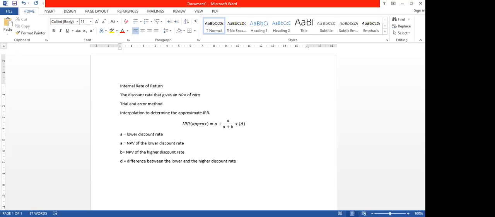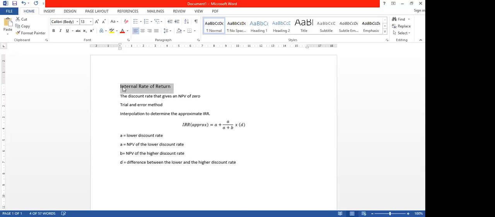Okay, so we have IRR. The first step is to adopt the trial and error method. In the trial and error method, you will try different discount rates, most likely to determine a positive NPV and a negative NPV. So you now find the middle ground. The middle ground will be the approximate IRR.